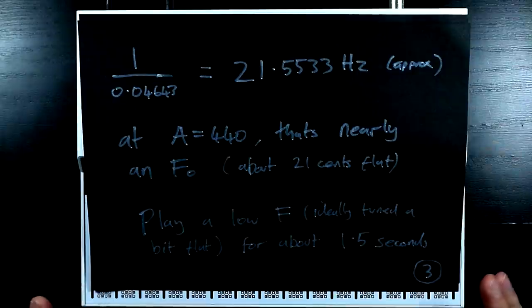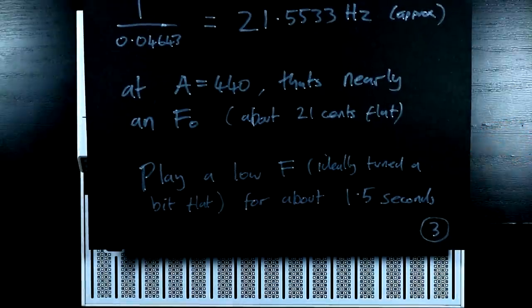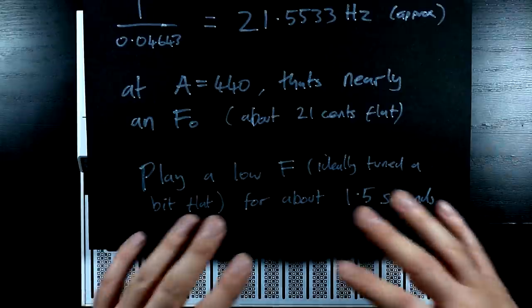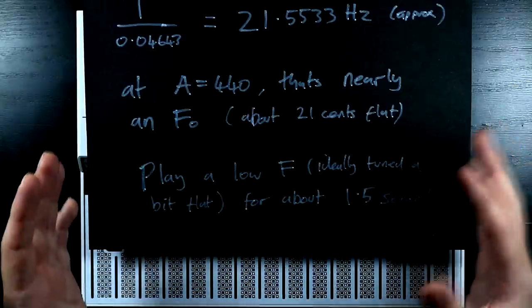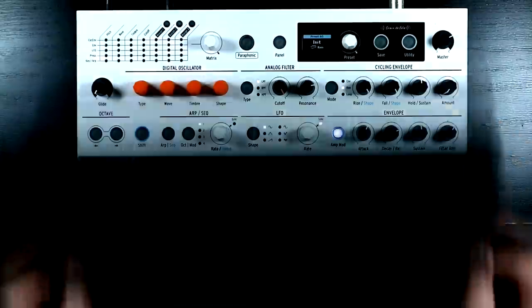So the recipe, if you don't care about the maths, is simply play a low F, as low as you can go, ideally tuning it a bit flat, so 31 cents flat, for about 1.5 seconds. And in that 1.5 seconds, we want to have as much timbral change as we want represented inside our wavetable.